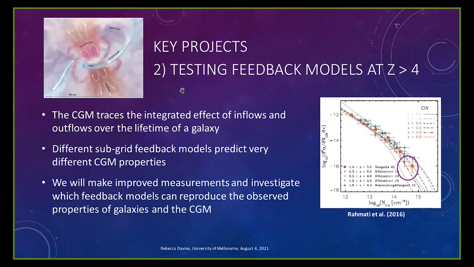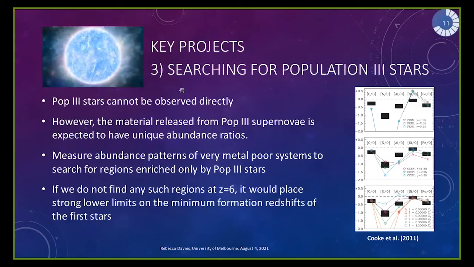The plot on the right compares the observed carbon-4 column density distribution function to predictions from the EAGLE simulation. The simulation seems to underpredict the abundance of strong carbon-4 absorbers, and this could indicate that the outflows aren't quite efficient enough at high redshift. But again, we face the issue that the measurement errors on these high redshift observations are relatively large. So we hope that with XQR30, we can make improved measurements and investigate which feedback models are able to best reproduce the observed properties of both galaxies and the CGM.